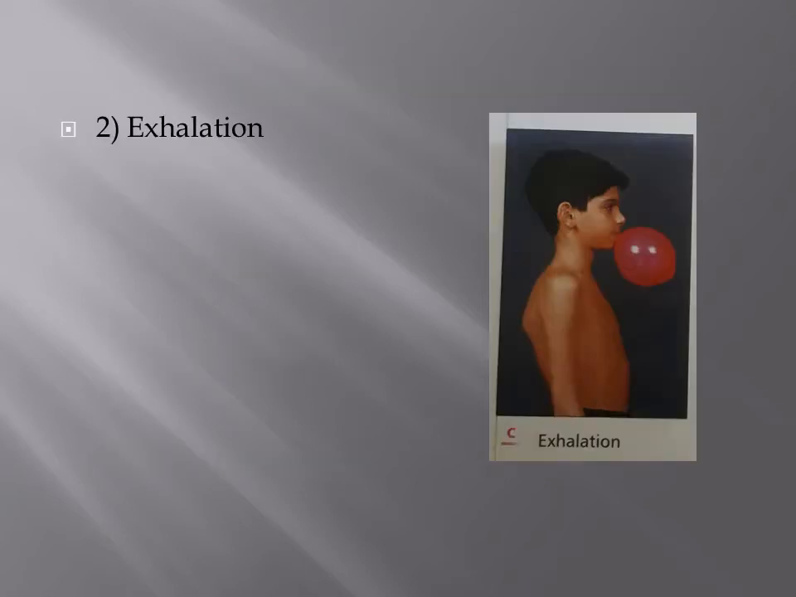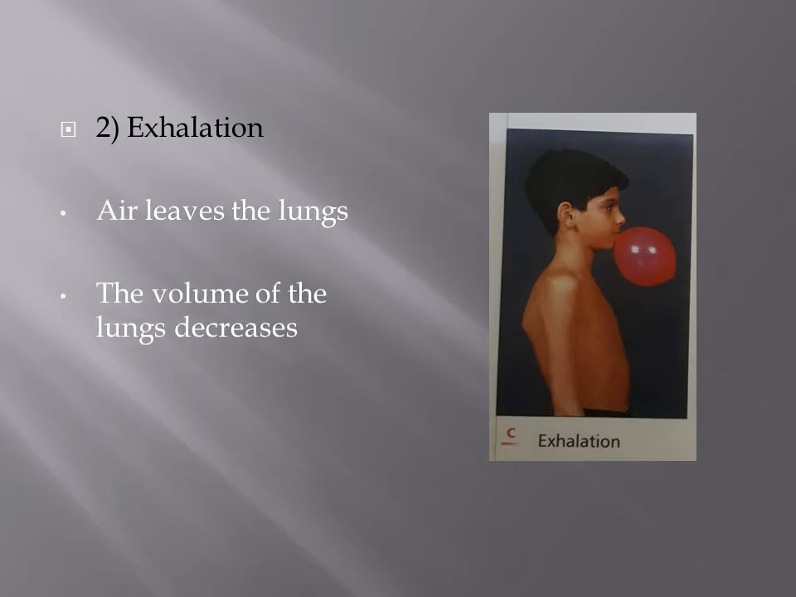However, during exhalation, air leaves the lungs, the volume of the lungs decreases, and the rib cage is lowered. This means that during exhalation, air leaves the two lungs, the volume of the two lungs then decreases, and the rib cage is then lowered.